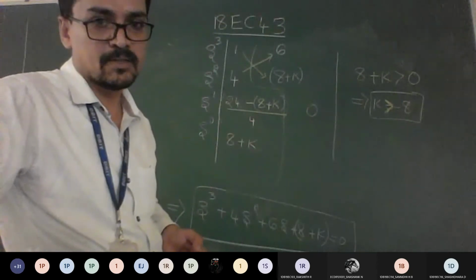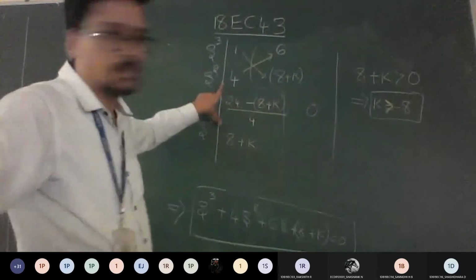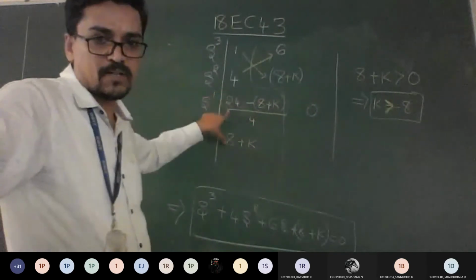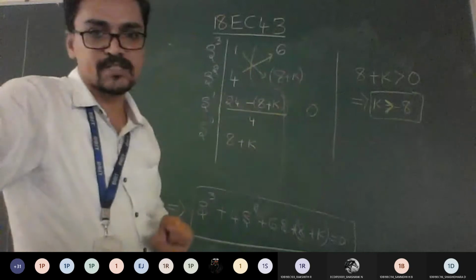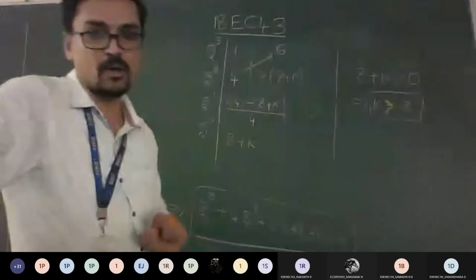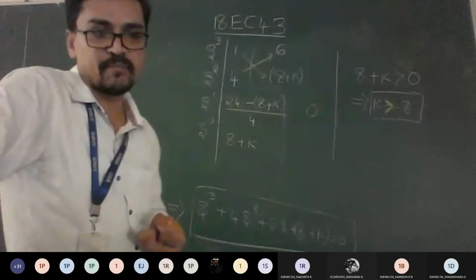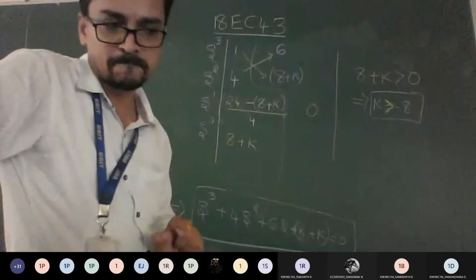Everyone, you got what I told? Just compare the first column. Wherever the constant term k is there, equate that to the greater than 0 concept. So from that I got one range: k should be greater than minus 8. Is it okay?